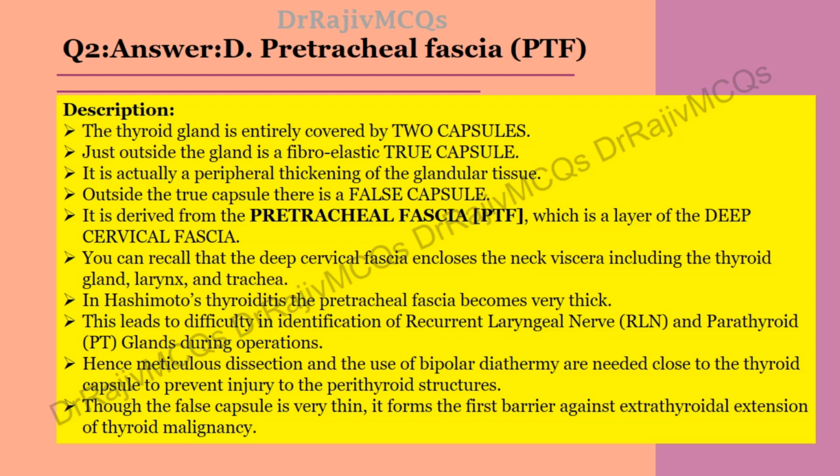In Hashimoto's thyroiditis, the pretracheal fascia becomes very thick. This leads to difficulty in identification of recurrent laryngeal nerve and parathyroid glands during operations. Hence, meticulous dissection and the use of bipolar diathermy are needed close to the thyroid capsule to prevent the injury to the perithyroid structures. Though the false capsule is very thin, it forms the first barrier against extrathyroidal extension of thyroid malignancy.